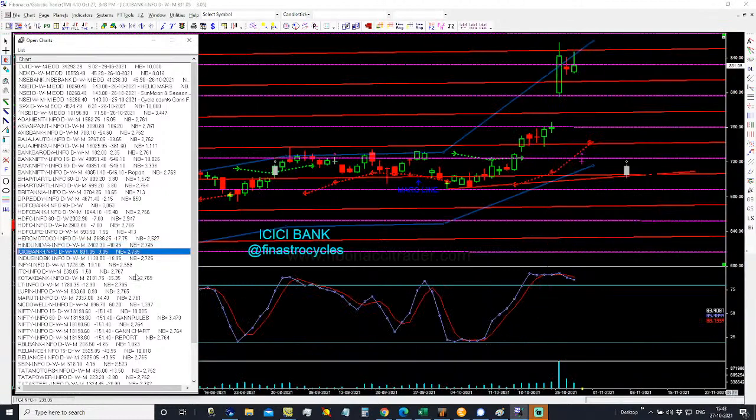Then ICICI Bank, my view is the same. I mentioned that this line is achieved. So it may not drop, it may not rally, it may just consolidate for some time. It has moved sharply higher. It has gained big time. So stochastics have curled down.